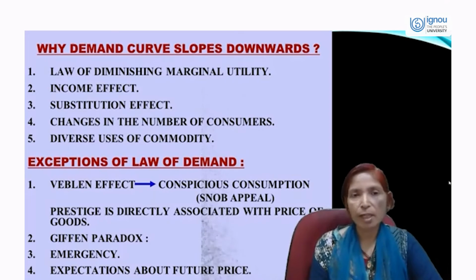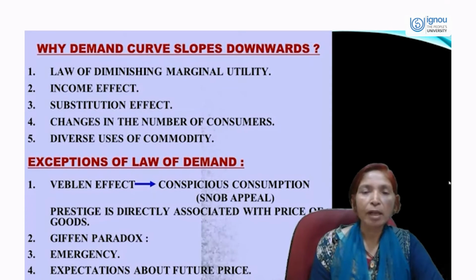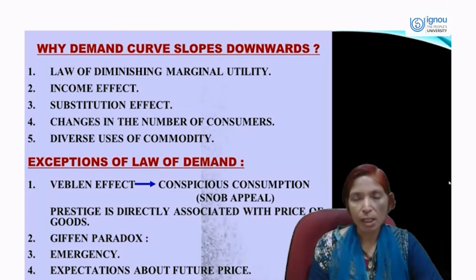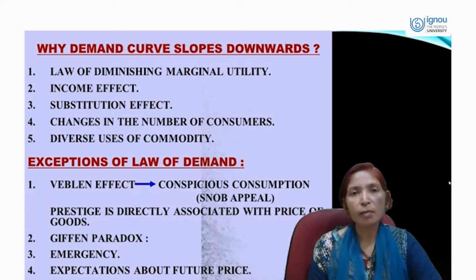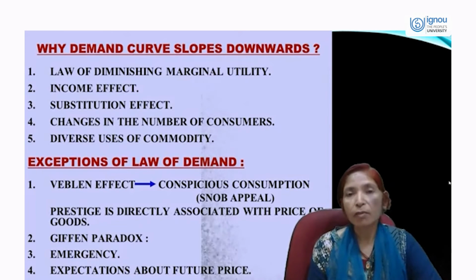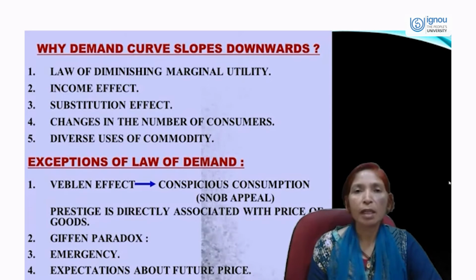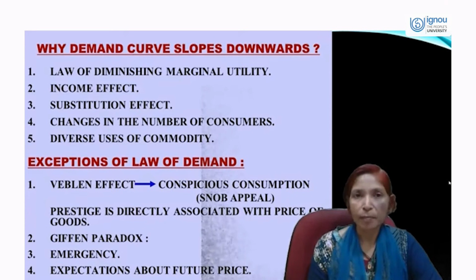In this case, we assume that if the monetary income of the consumer does not change, due to a fall in price, the purchasing power of the consumer will rise. That is called real income. So due to a fall in price, real income of the consumer will increase, and due to a rise in price, real income of the consumer will fall. So there is an inverse relationship between real income and price. That's why the demand curve slopes downward.